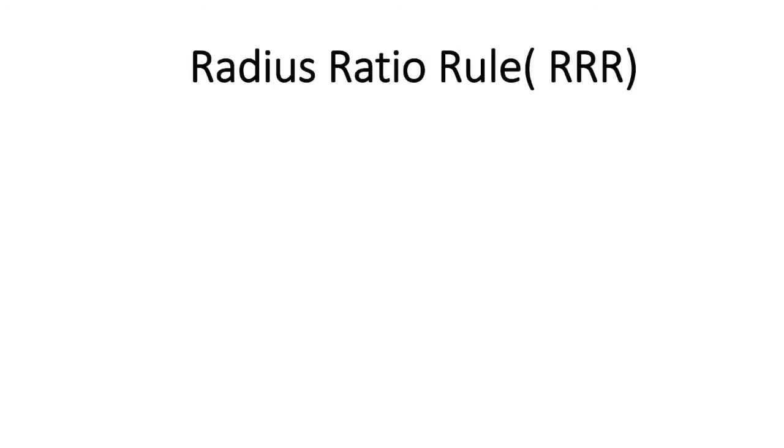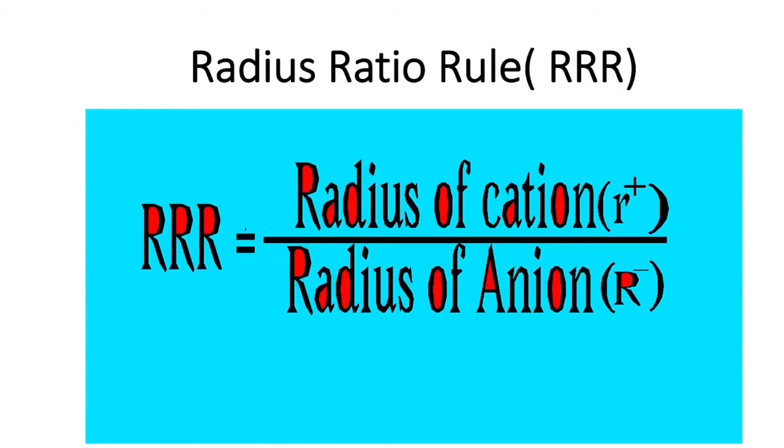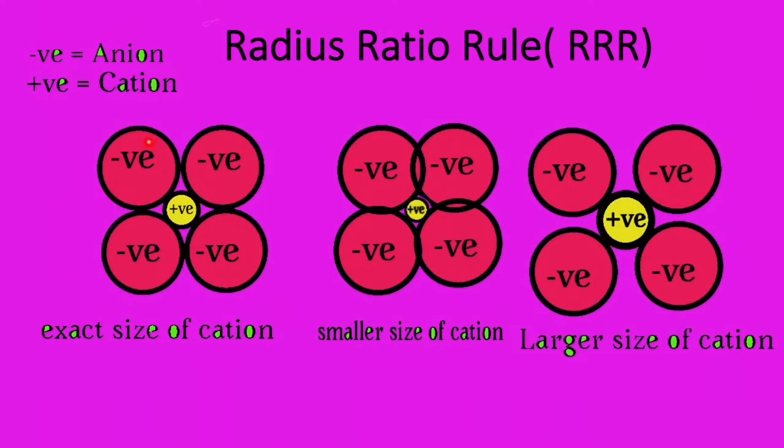So, radius ratio rule is all about the radius of cation by radius of anion, small r plus by capital R minus. Remember, this is not a formula. This is the ratio of cation to anion. Please remember this. You can see these are the anions, the negative charge anions, which are larger in size, and this is the cation, which is smaller in size. This ratio depends completely on the cation to anion.